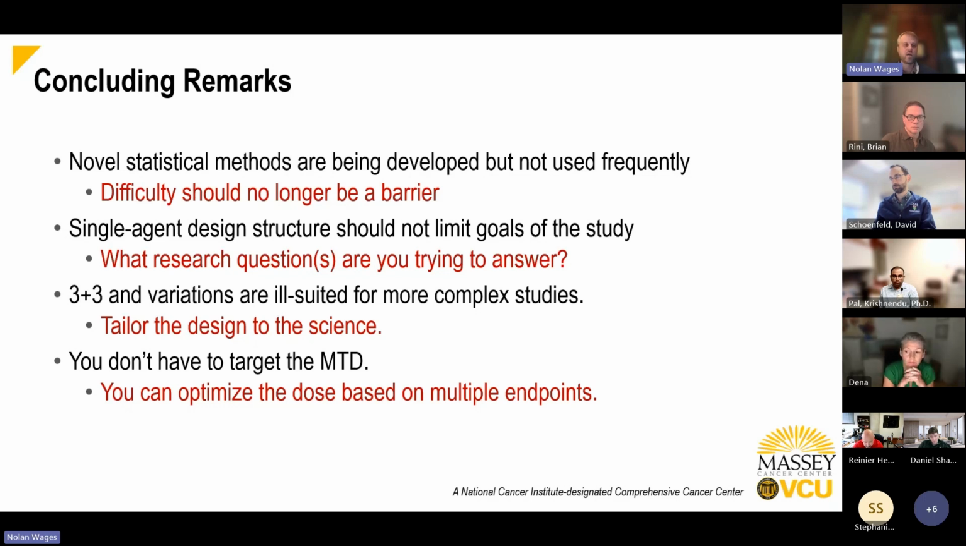And so, we really talk about, okay, what question are you trying to answer? And now let's design a trial that answers that question. So really tailor the design to the science and the questions that you're trying to answer and the research objectives you're studying. And as we saw towards the end, you don't have to target the MTD. You can optimize dose based on multiple endpoints in multiple different ways, using both of those endpoints simultaneously and making dose assignments that way, or a more sequential approach in which we get a small number of dose levels to take to a randomized setting in which we dose optimize in that phase 2 trial.